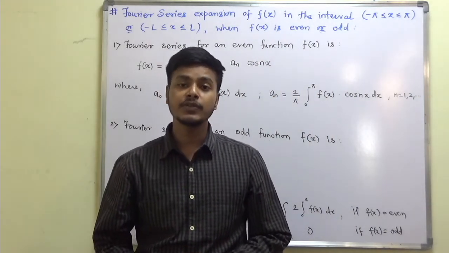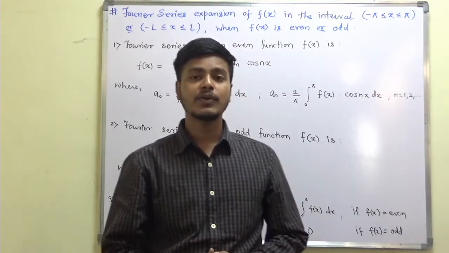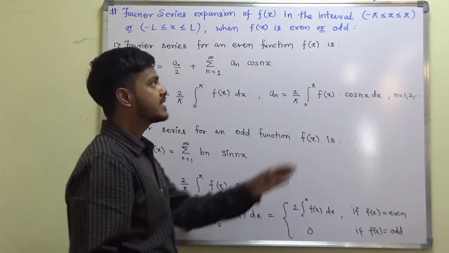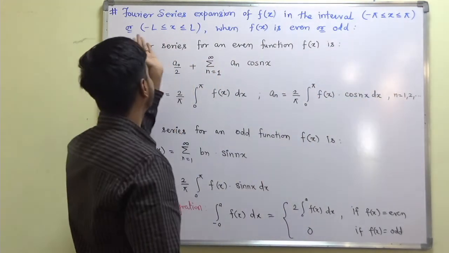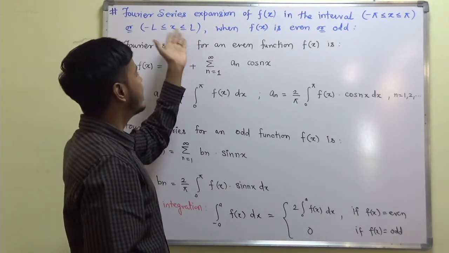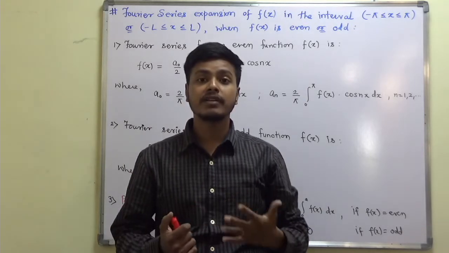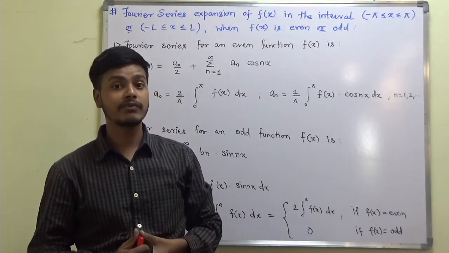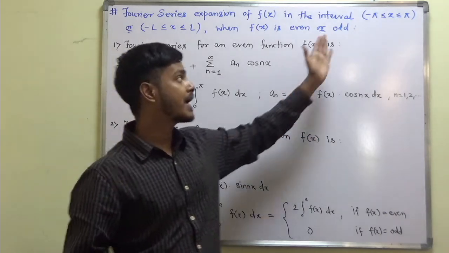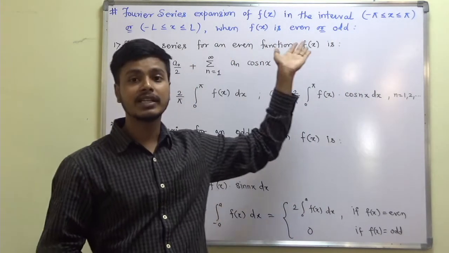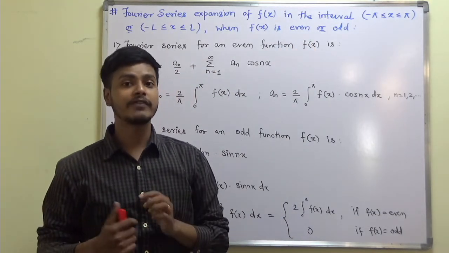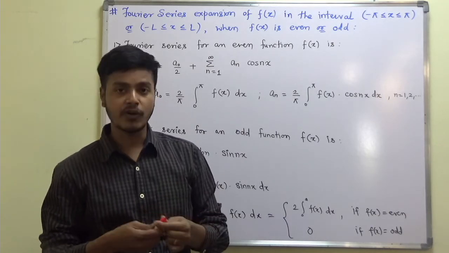In this learning video, we are going to discuss the third case of Fourier series expansion of f of x in the interval minus pi to pi or minus L to L, where L is any arbitrary number. Whenever you have to get the Fourier series expansion of the function in the interval minus pi to pi or minus L to L, there is an involvement of even and odd functions. So you know what even and odd functions are.